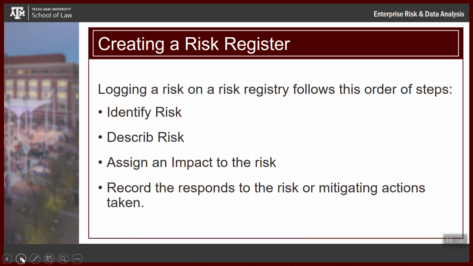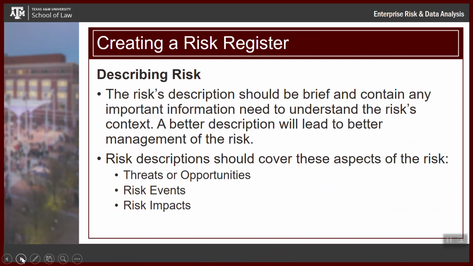So how do you do a risk register? A few steps. You identify the risk, you describe the risk, you assign an impact to that risk, and you record the responses to the risk or mitigating actions taken. That's it. Identify, describe, assign, and record. When you describe a risk, in Excel or Word, if you really know how to use them, you can hyperlink it. But a description, when you say warehouse explosion, pretty much captures it, right? You don't need a 5-page document.